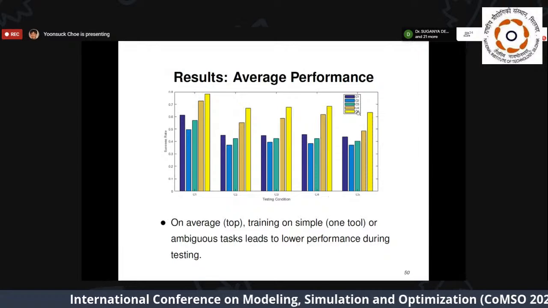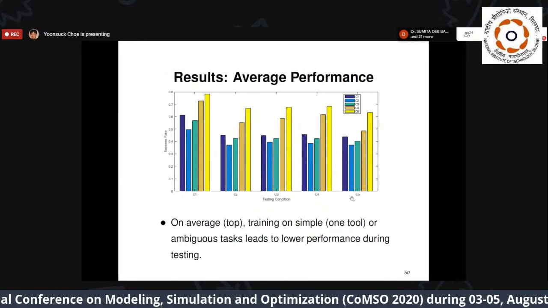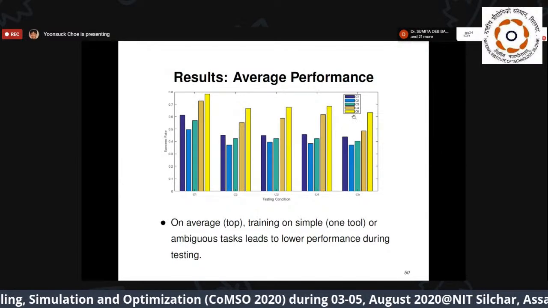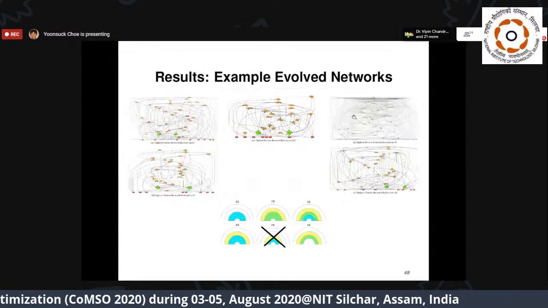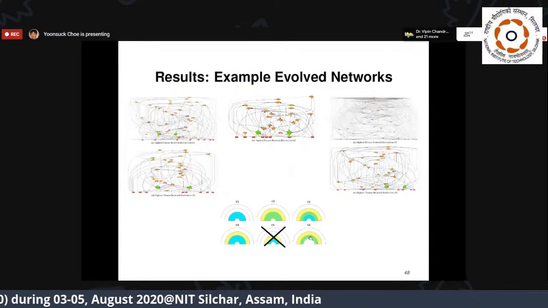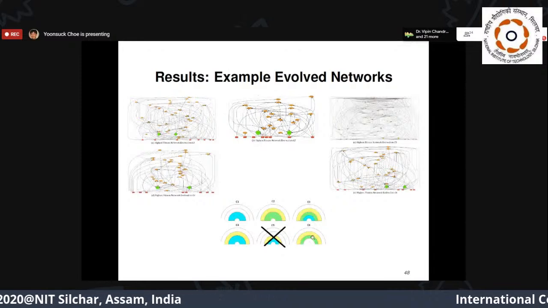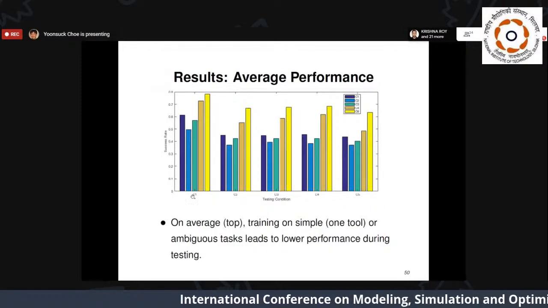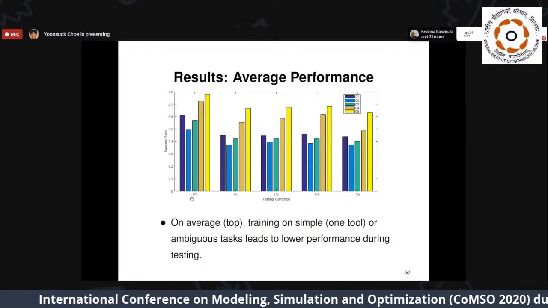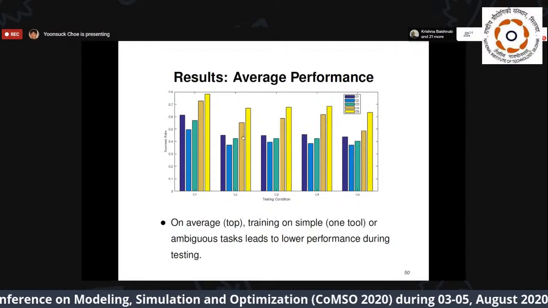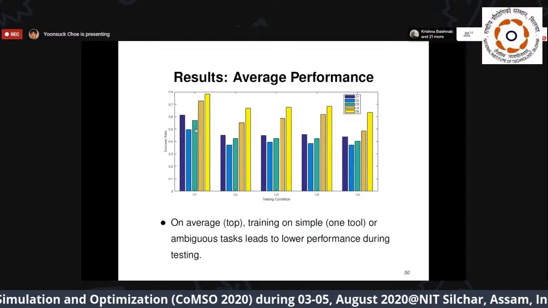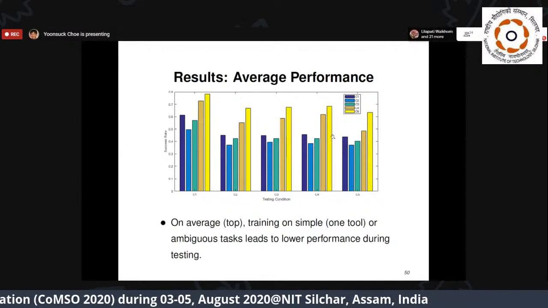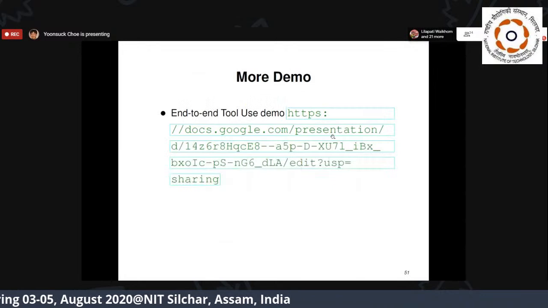So of course, when you have the same thing, C6 actually is this one. So when you place the tools like this, then you can achieve the best results regardless of the placement of the tool in the testing condition. But anyway, in general, you get about 50% success rate, which is pretty good.